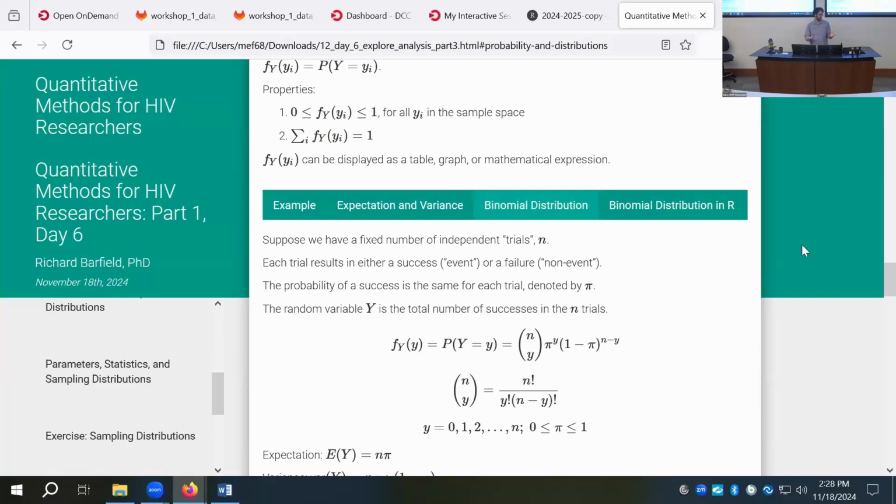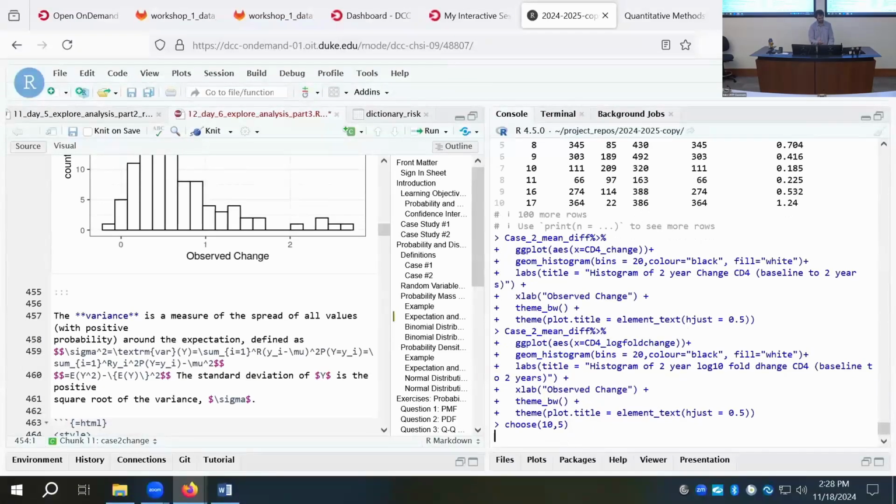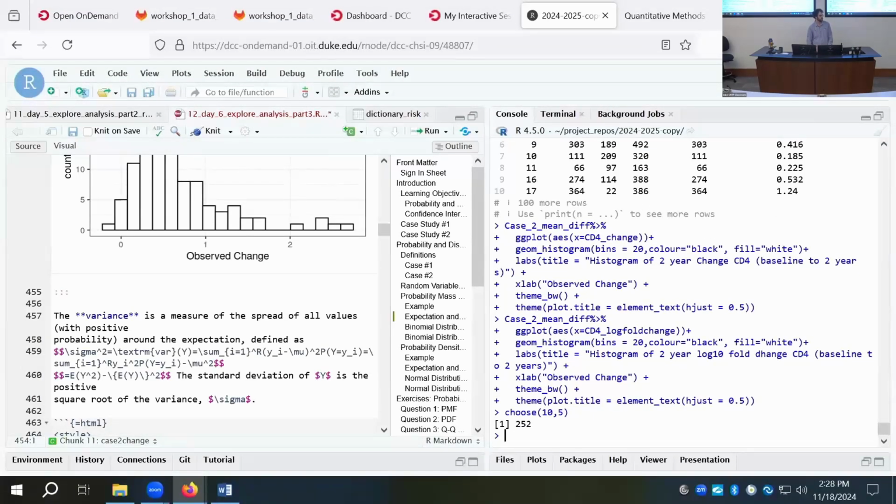It's often read as choose, when people see this n over y, they say n choose y. How many ways out of 10 trials are there to get 5 heads? And in R, we can get at that. choose(10, 5). There's 252 ways, right? We don't want to count all those by hand. So I think that's right. Let's see, factorial.